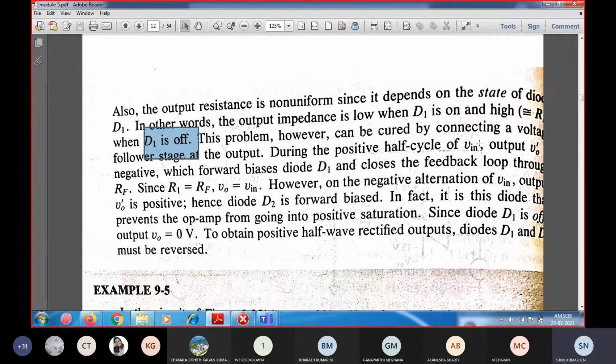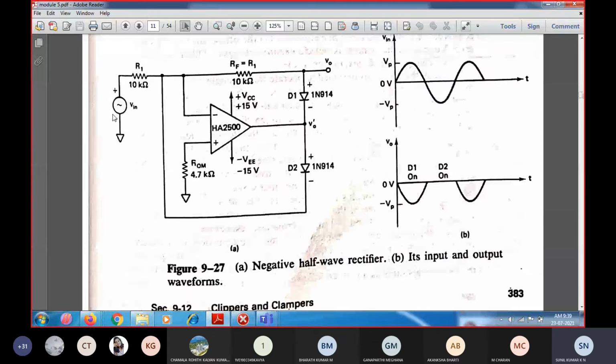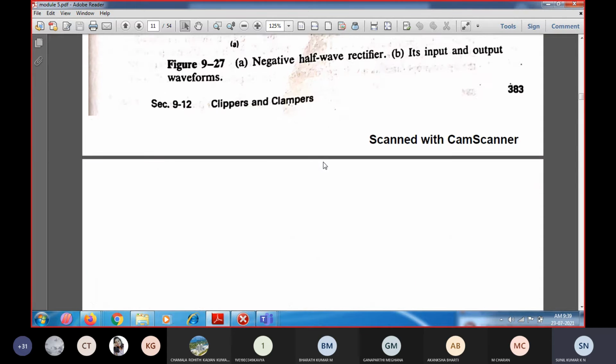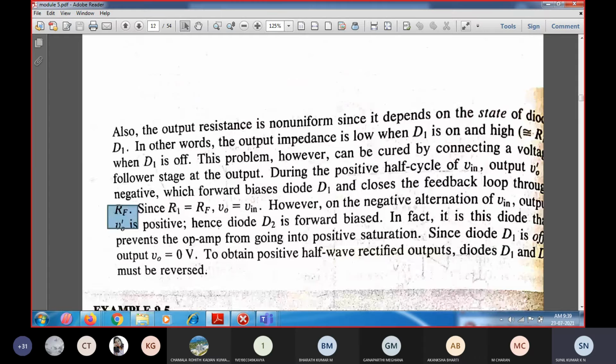During the positive cycle of the input, V naught will be negative, and hence forward biases the diode D1 and closes the feedback loop through RF. Since the diode conducts during this cycle, the output will be negative going. That forward biased diode D1 completes the feedback path, and hence the output will be negative going during the positive cycle. Since the feedback resistance is the same as the input resistance, the output voltage will be the same as that of the input.